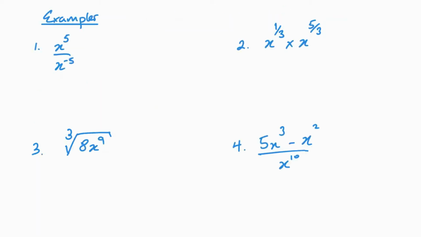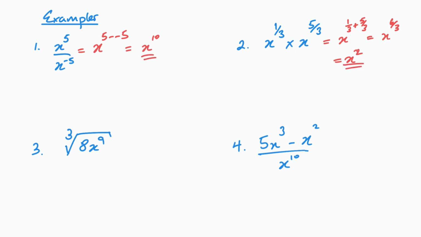And what we'll start with is using the rules that we used in Unit 1.1. So if I look at this one, it's just going to be x to the 5 plus 5, so it's going to be x to the 10. Nothing difficult there. And this one, we've got x to the 1/3 plus 5/3. So that's going to be x to the 6/3, which is the same as x squared. So 2 very straightforward questions to start off.